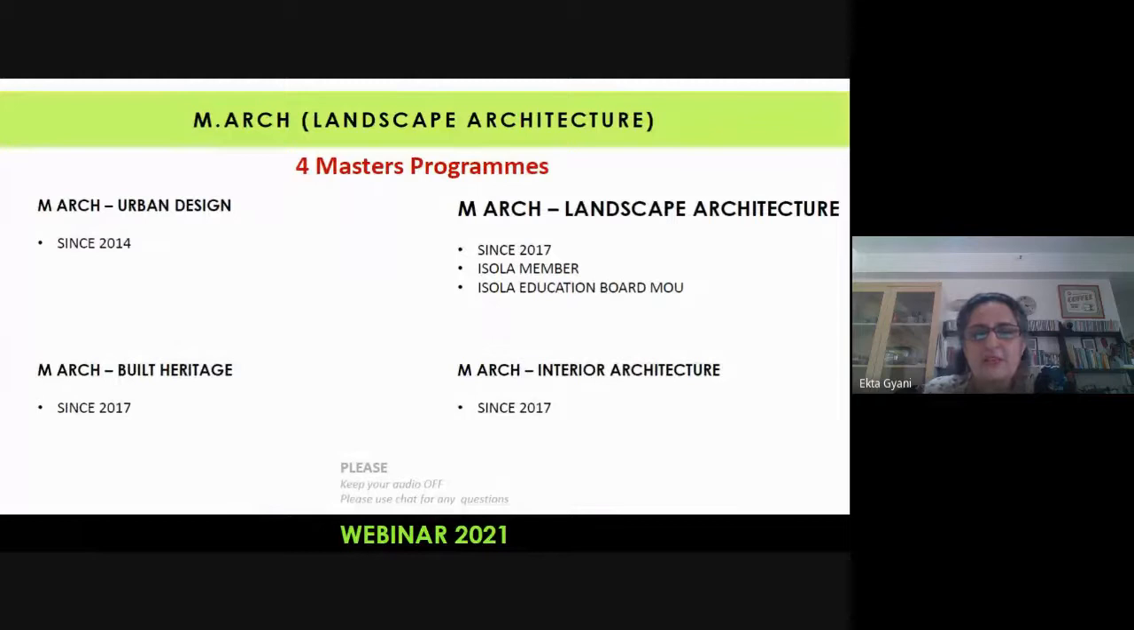So we do have 4 master's programs at Sushant School. Urban design was the first, which started in 2014. Landscape architecture, built heritage, and interior architecture all started in 2017. The landscape architecture program is COA recognized. We are ISOLA recognized, and we are signing a MOU with the ISOLA Education Board. So education of landscape architects is really important to us.